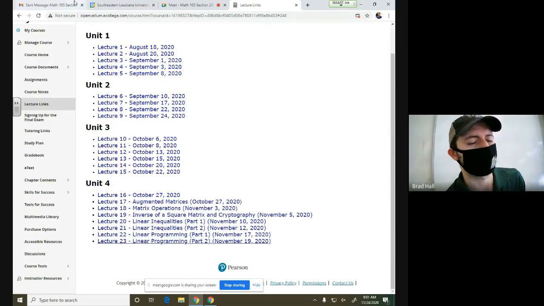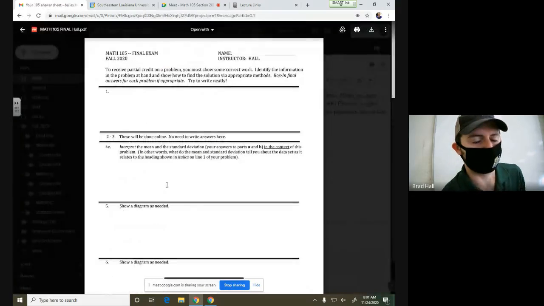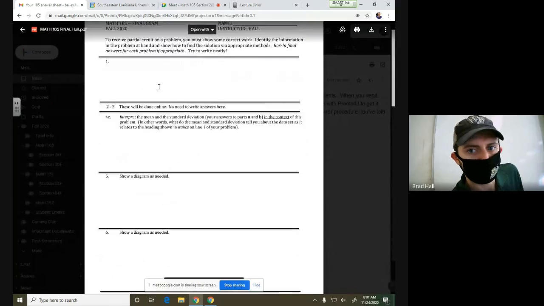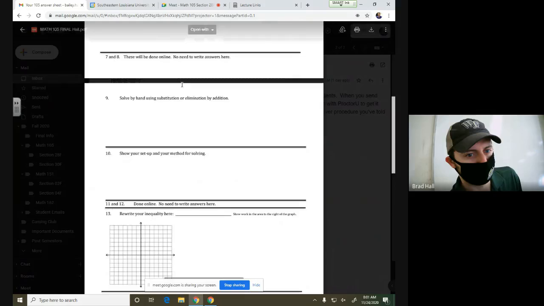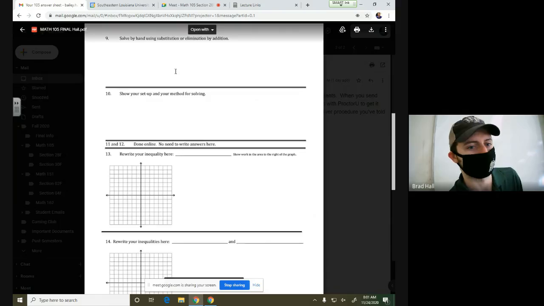And also, now that I'm thinking about it, I did receive, so I need to send this out. This PDF right here, this will be the scratch work for your final exam. I got to send this out. I just received this. And notice it tells you solve by hand using substitution or elimination. So you can kind of get an idea of what problems will be on here.